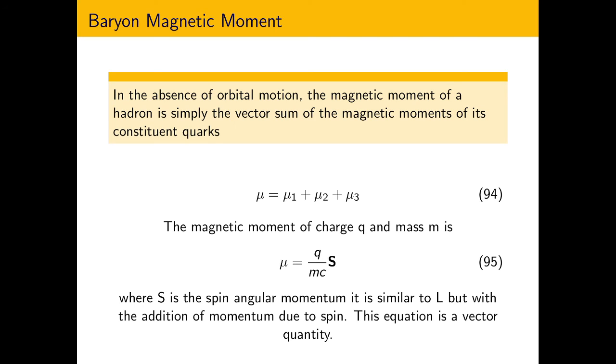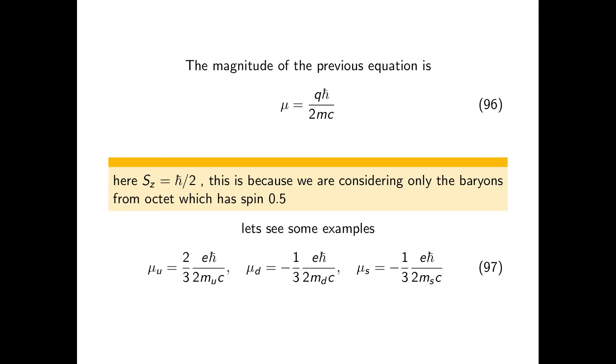mc into S, where S is the spin angular momentum. J is equal to L plus S, where J is the total angular momentum and L is the orbital angular momentum. Since we are excluding orbital angular momentum, total angular momentum and spin angular momentum are the same. Next slide.